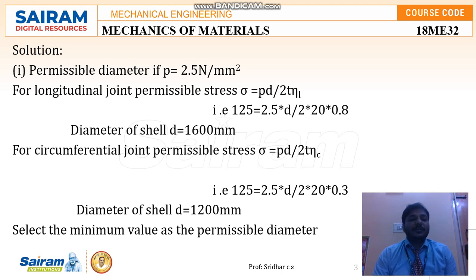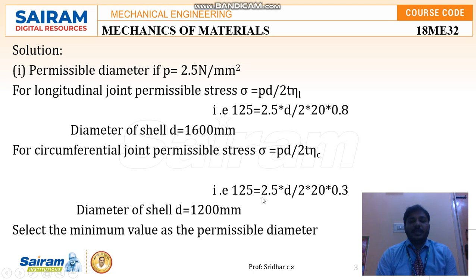Now similarly we find it for the circumferential joint. The permissible stress sigma equals PD by 2T into efficiency of C, where C is the circumferential joint. Again the tensile stress sigma is 125 Newton per mm square and the pressure is 2.5 Newton per mm square, the diameter is unknown, divided by 2 into 20, which is the thickness, and 0.3 is the efficiency of the circumferential joint.